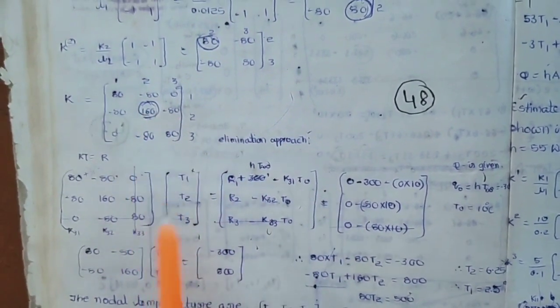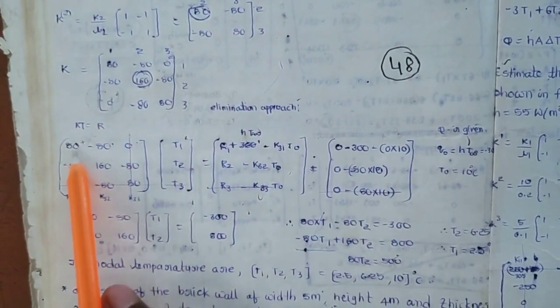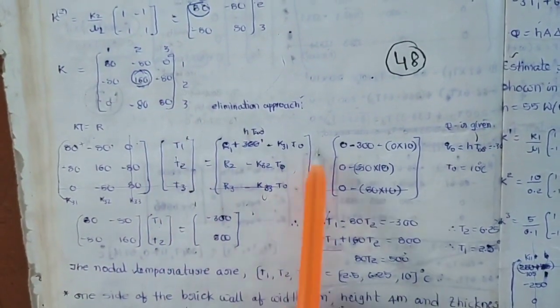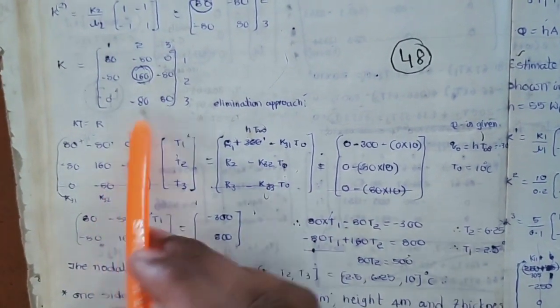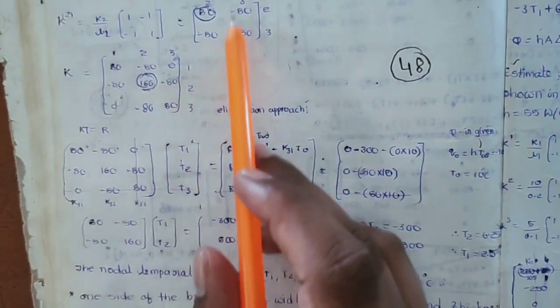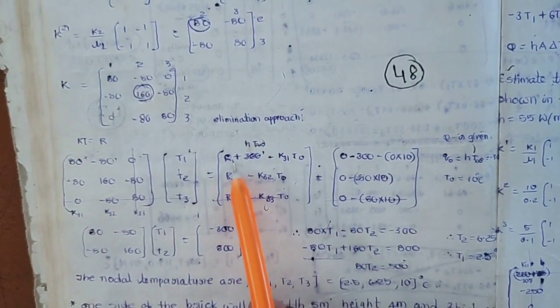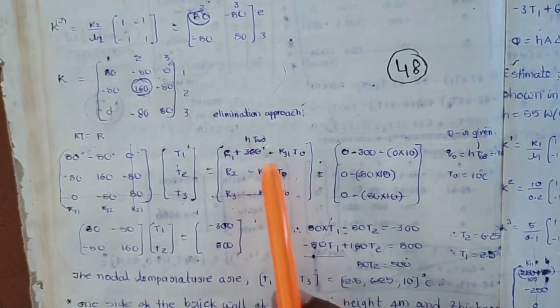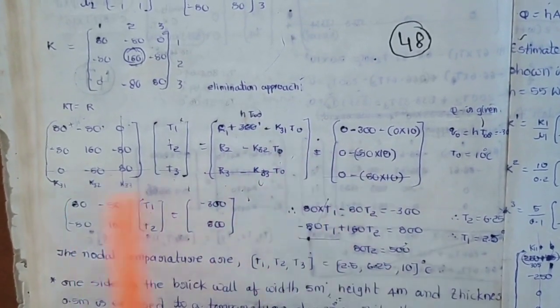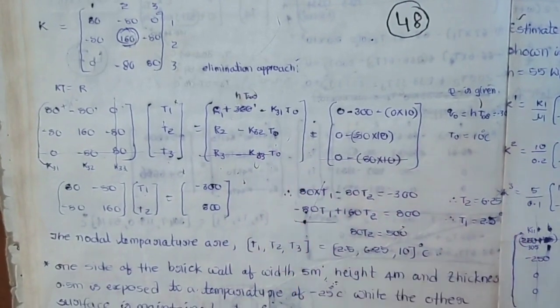Okay. After that, we have to use KT equal to R, similar to KQ equal to F. So here K, then T, then R. Okay, this is the K matrix, K31 K32 K33, and T1 T2 T3 and R, similar to the earlier formula, R1 R2 R3 plus H T0, and K31 T0, K32, K31 K32 K33 T0, K32 K33. Similar to that.